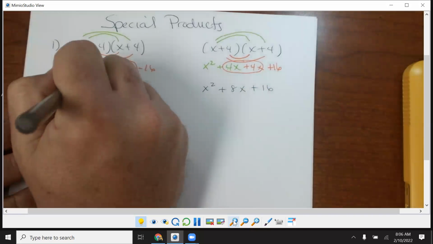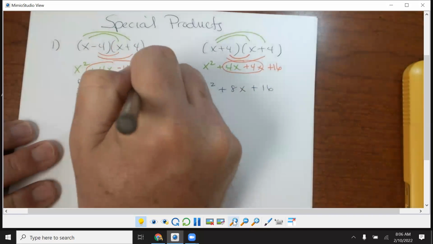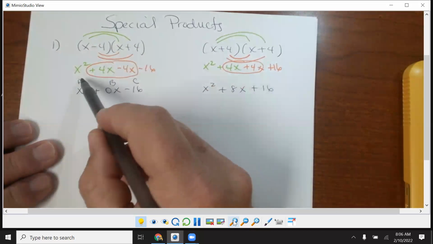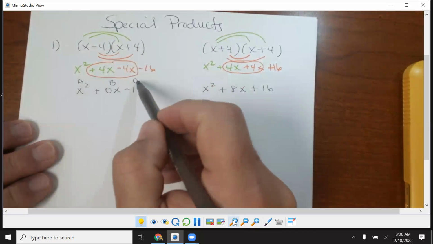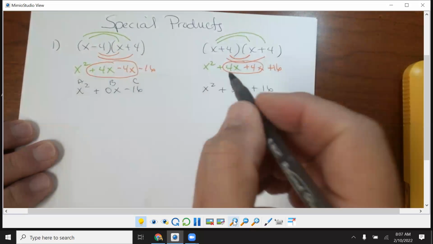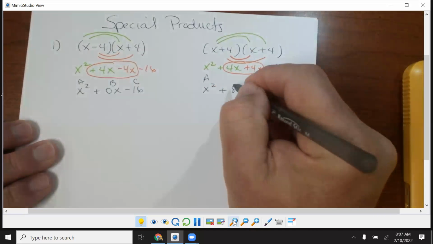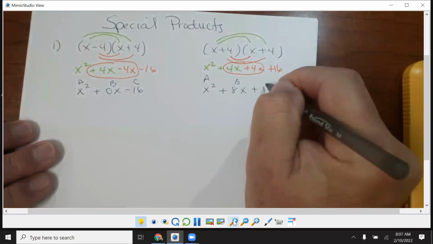This is your A value, this is your B value, and this is your C value. When we say value, we're talking about the actual numbers. The number in front of x squared is 1. So A is 1, B is 0, C is negative 16. Same thing here. A here will be 1 because there's 1 in front of it. B will be 8, and C will be 16.